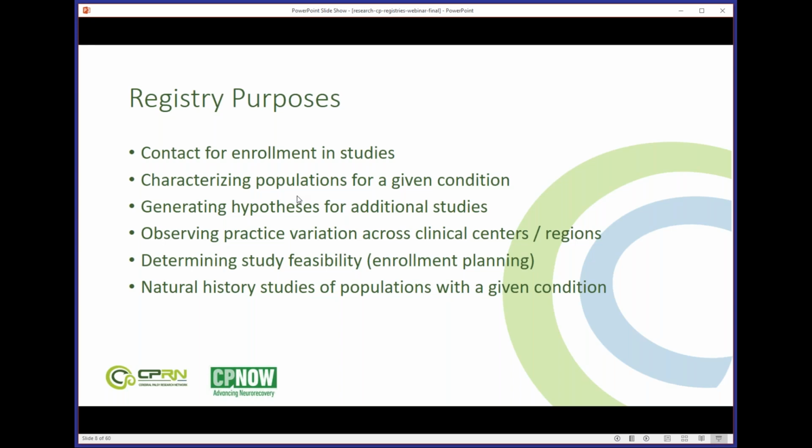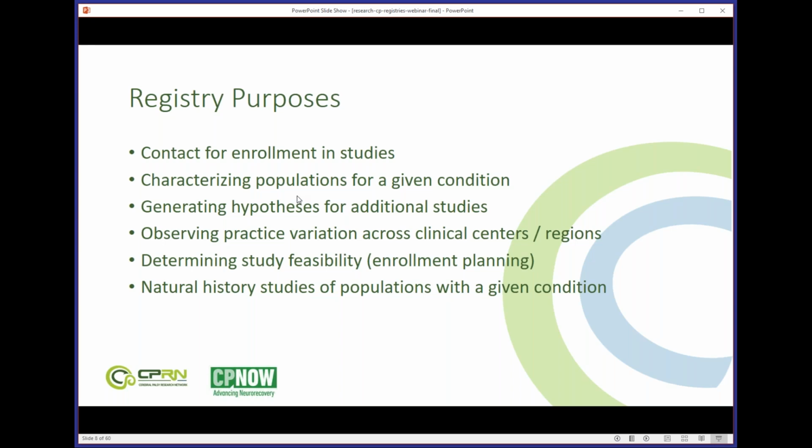And then they can be an excellent tool for determining the feasibility of a study. A lot of studies fail at the level of enrollment because they are too aggressive about how many people they can enroll, and a registry can provide very valuable information about that.